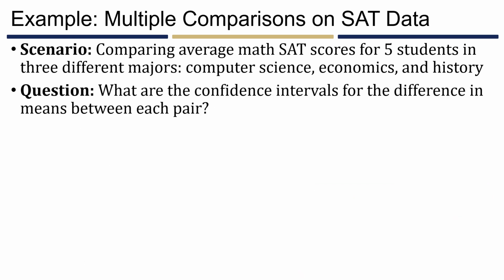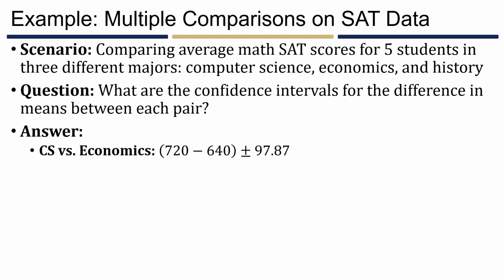So let's go ahead and calculate out Fisher's LSD confidence interval for each pair of group means. Comparing computer science against economics, the computer science majors averaged 720 on the math part of the SAT. The econ majors averaged 640. We're going to add and subtract the margin of error, 97.87. And that's going to give us a lower bound of negative 17.87 and an upper bound of 177.87. Notice that this confidence interval contains 0.